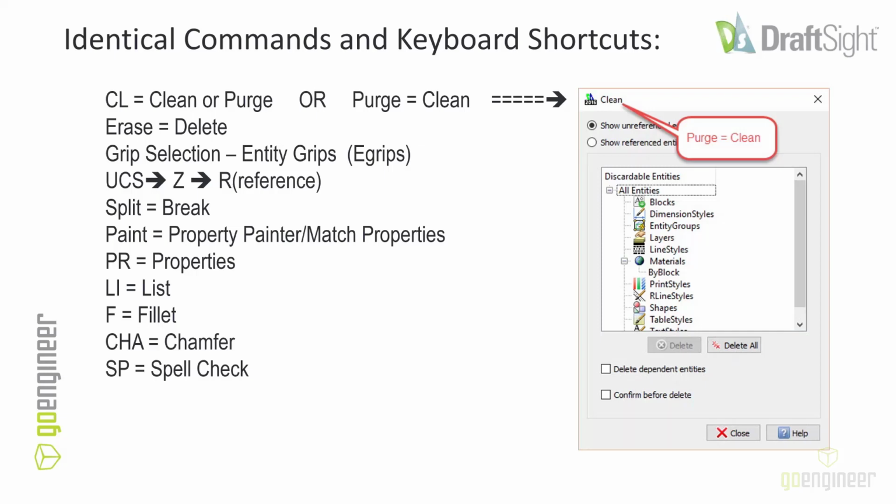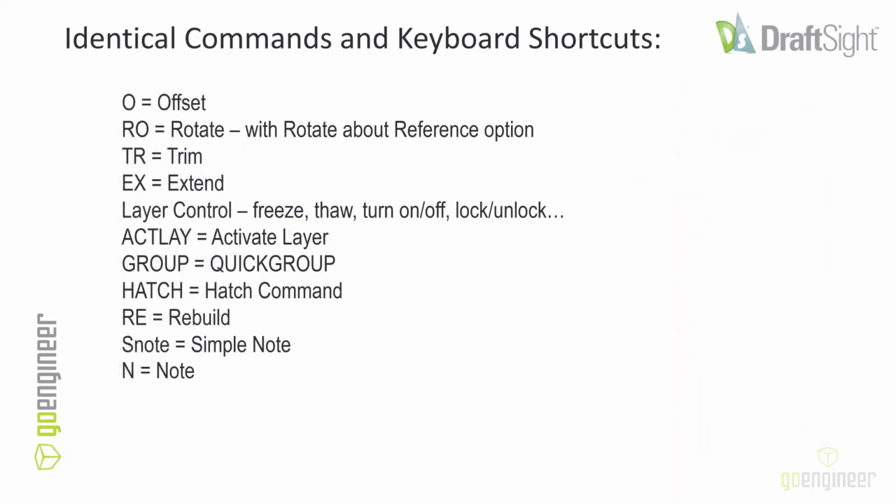And these are just some other ones. Split is break command inside DraftSight. You can type in either split or break, and you'll get what you're looking for. Just like LI is for list and F is for fillet, all those, just showing you some examples. Here's some more examples. O for offset, RO for rotate, TR for trim. Different things you can do.